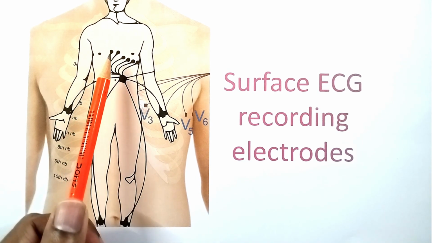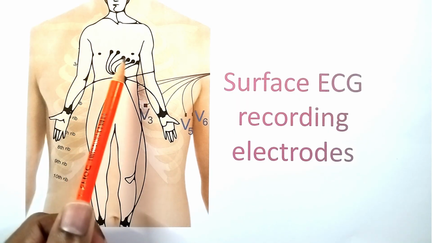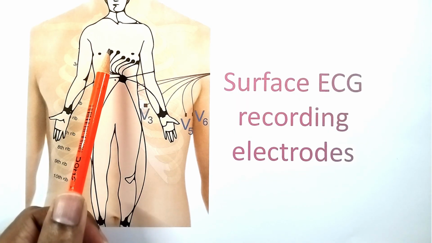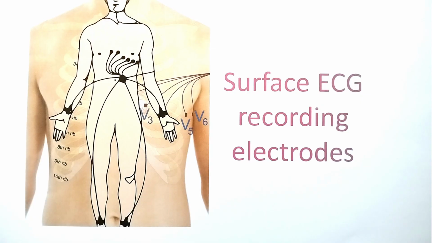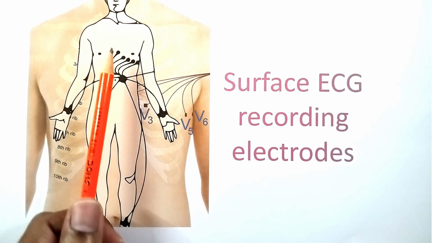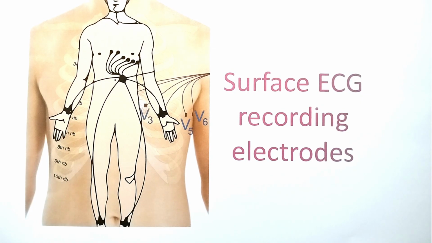There are 6 electrodes usually placed over the chest. They are known as V1 to V6. Sometimes in special cases, right-sided chest leads can be placed, and there are other leads also which could be recorded if needed. Usually 12 leads are recorded. That's why it is known as 12 lead ECG.